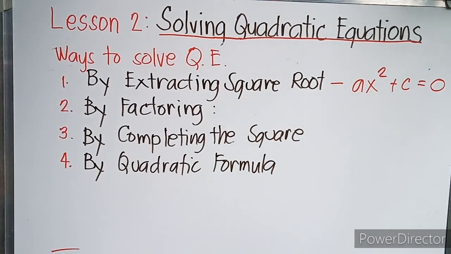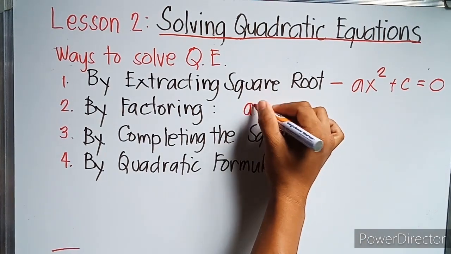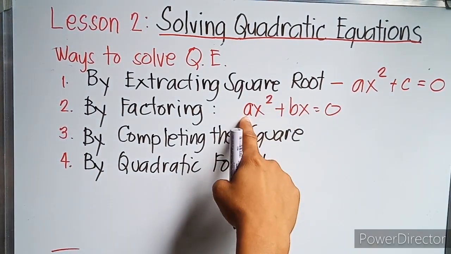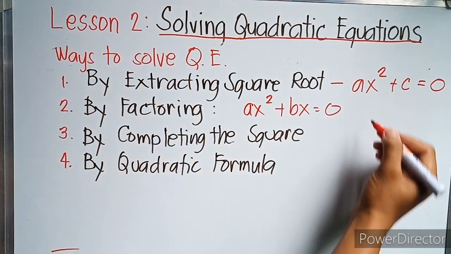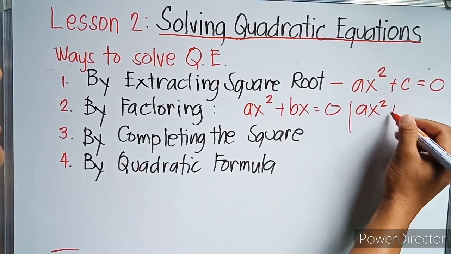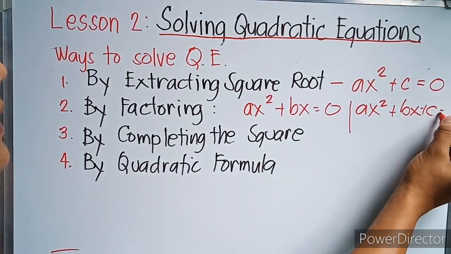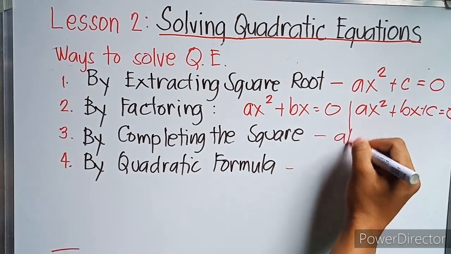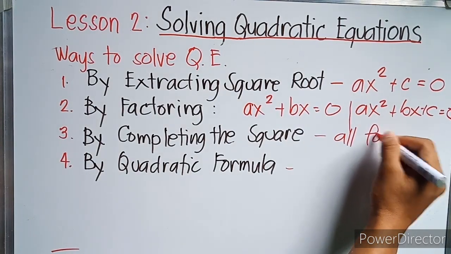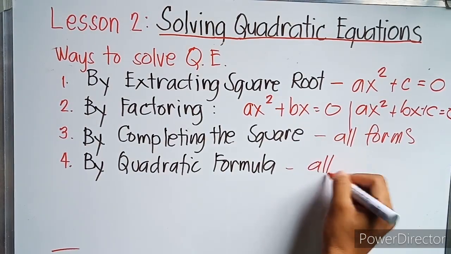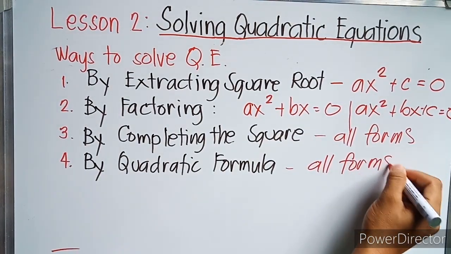Then, sunod, by factoring. Sa factoring, ang form na pwedeng gamitin natin ay yung ax squared plus bx equals 0. So, ang gagamitin dito ay monomial factoring at ang ating factorable na standard form na ax squared plus bx plus c equals 0. So, sa completing the square, pwede ang all forms, at sa ating by quadratic formula, pwede rin ang all forms of quadratic equations.